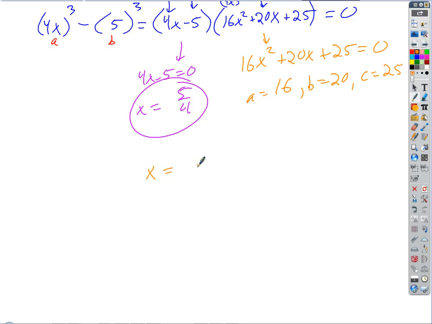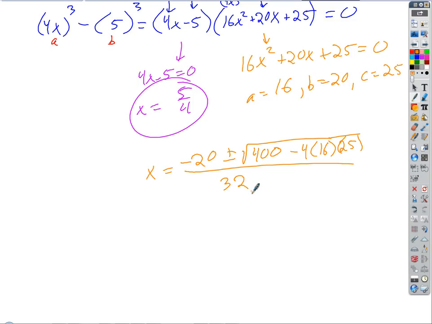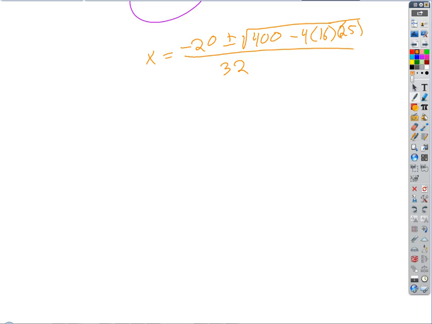All we got to do, x equals negative b, so that's negative 20 plus or minus the square root. What's 20 squared? 400, right? 2 squared is 4, and I got 2 zeros, right? So 400 minus 4 times 16 times 25, all divided by 2 times A. What's 2 times 16? 32. Okay, so all we got to do is just simplify that big ugly expression right there. Well, we can do that.